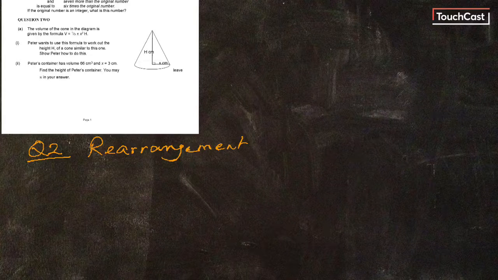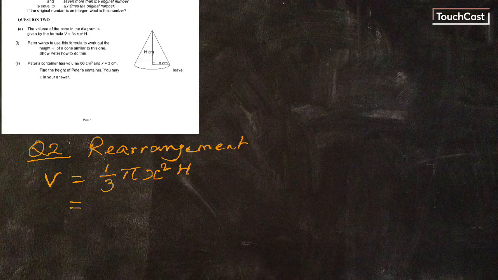Question 2 on rearrangement. Students find it hard to rearrange equations. So what I'm going to do, I'll try to make it as simple as possible. The equation given is volume of that cone equals 1/3 pi x squared times the height. Now, what I'm going to do, I'll simply rewrite the thing so that the student find it easier to understand.